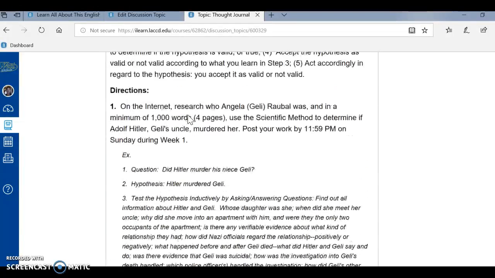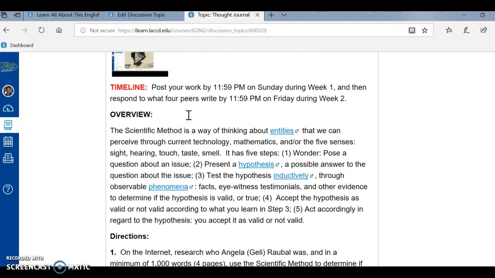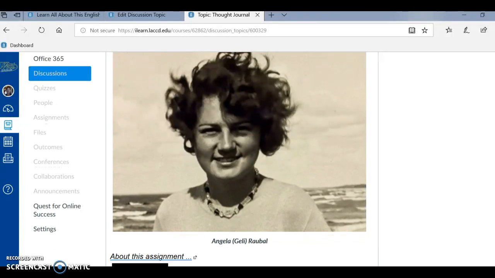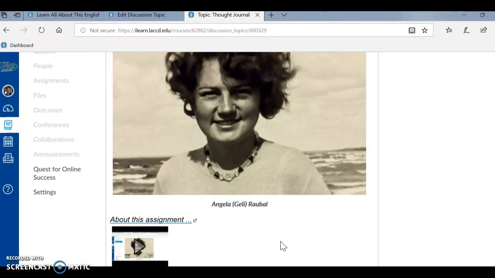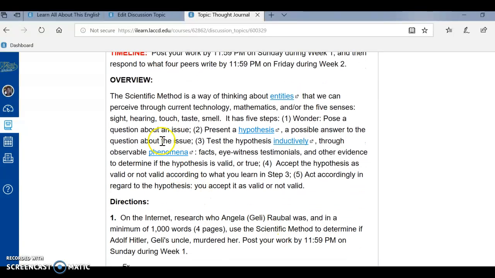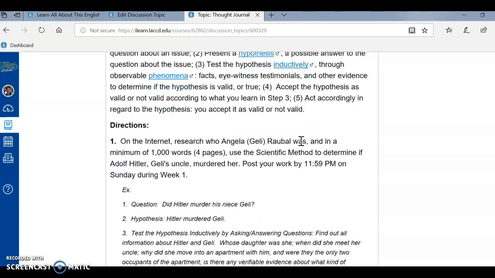Okay, so read these directions very carefully. I think this is a good way, a fun way. When I use the word fun, it's actually maybe an inappropriate word because this is a tragic story about Angela Gelly-Robal, the story of this young girl who was Hitler's niece, the daughter of his half-sister. Certainly, this is an interesting way to employ the scientific method to engage in inductive thought.